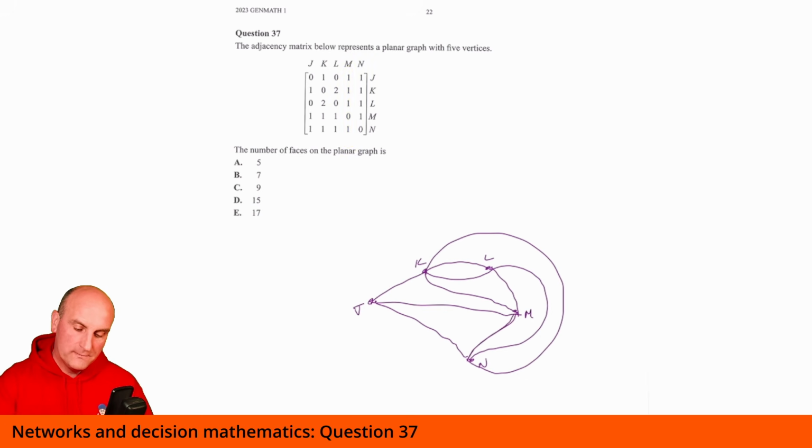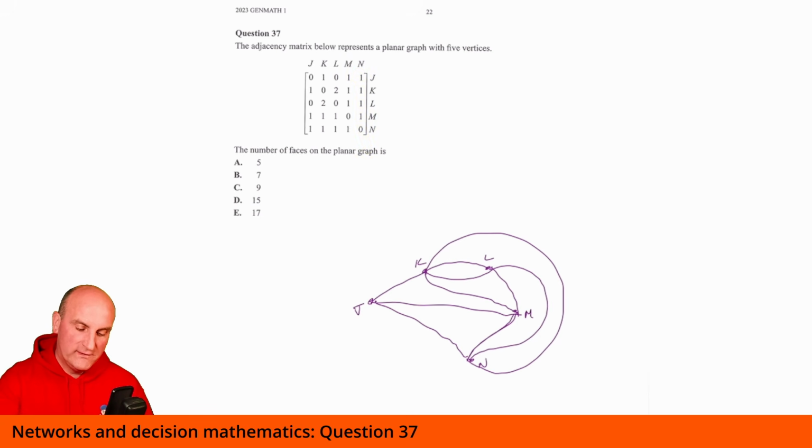And what do we got here? Last one. Should already have all of this. N to J, yep. N to K, yep. N to L, yeah, N to M, and N to N. So there we go. The leading diagonals, there's no loops.